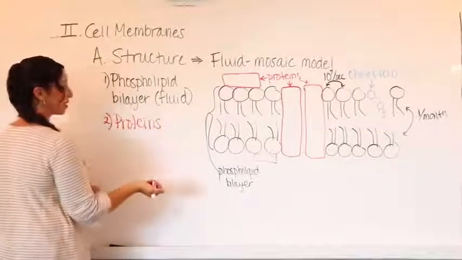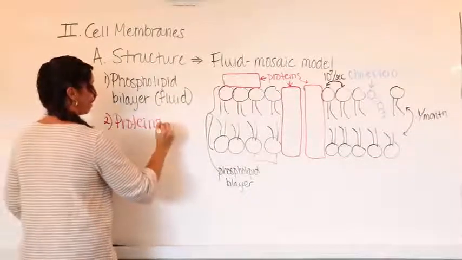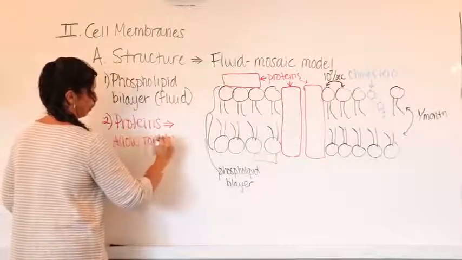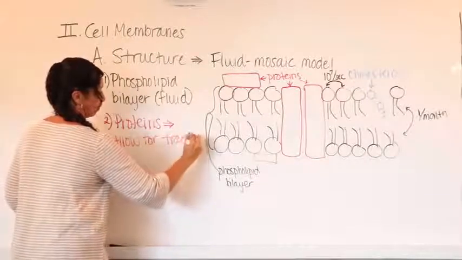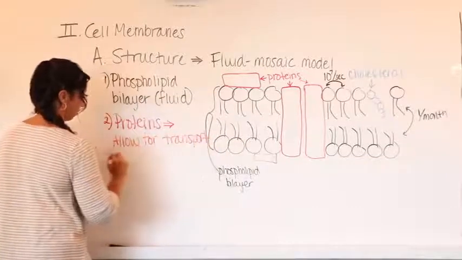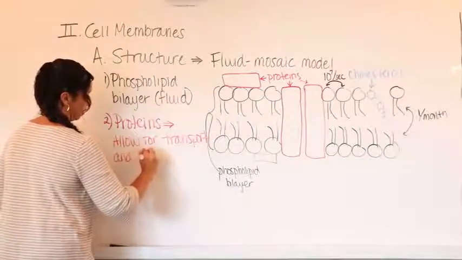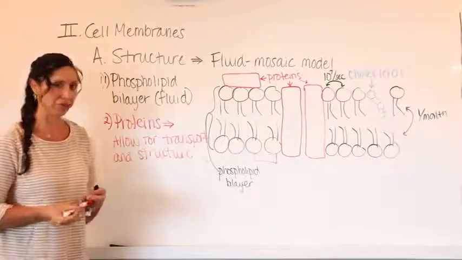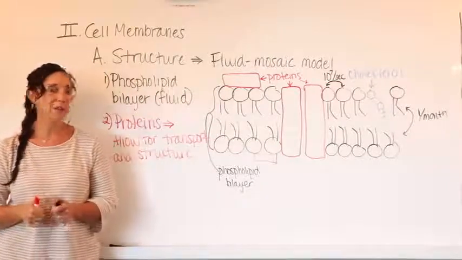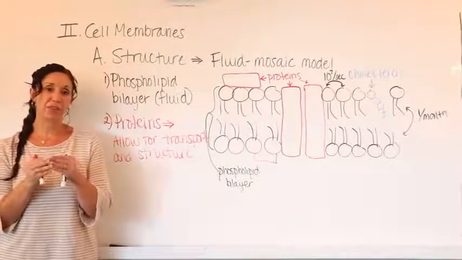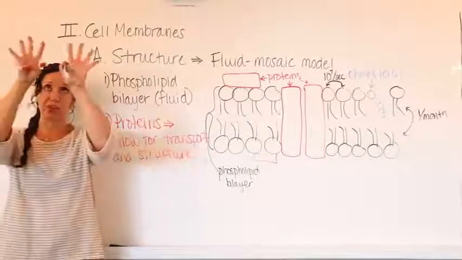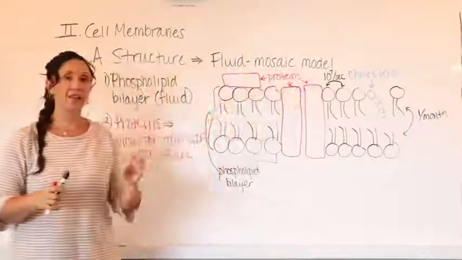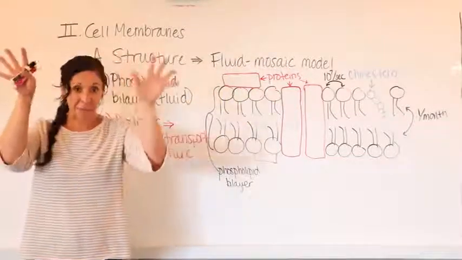So the proteins inside the cell membrane, these guys allow for transport and structure. They do a whole bunch of other jobs too. They have cell recognition as well. On every single cell in your body, you have a group of proteins that are on the outside, facing the outside of the cell membrane, that basically say, this is me.